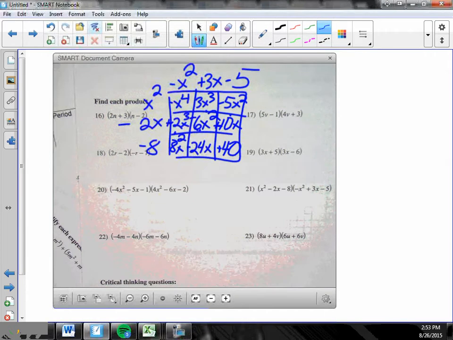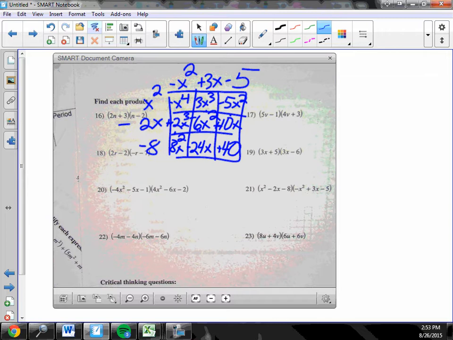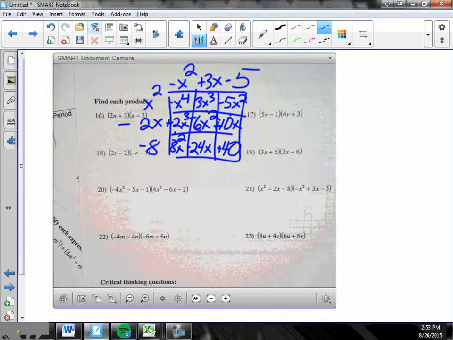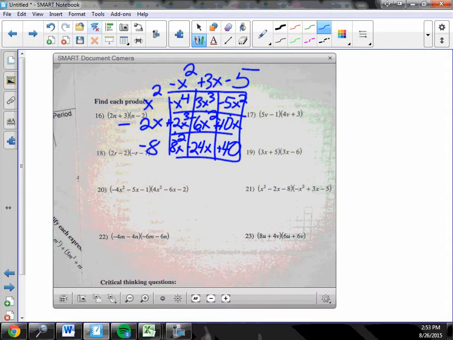Okay, so do you notice anything about the like terms? They're in diagonals. Do you see that? The top left and the bottom right don't have any matches, but this diagonal here is nothing but x to the 3rds. This diagonal here is all x squareds, and this diagonal is all x's. Will that always happen?